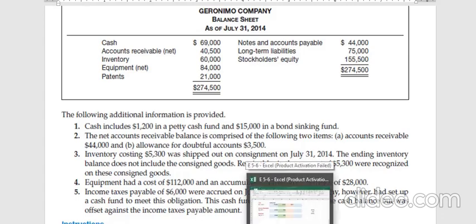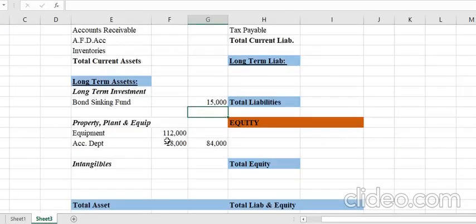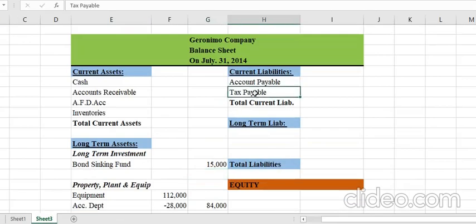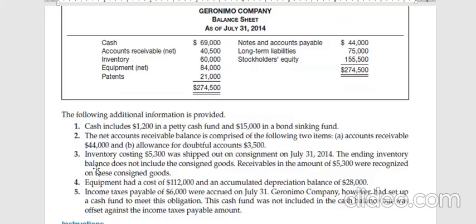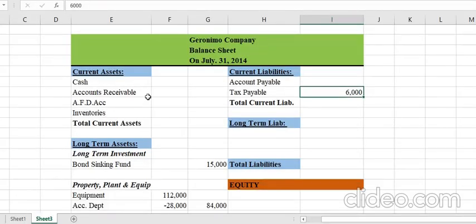So what I will do is write it inside the current liability section by the name of tax payable. How much is my tax payable? $6,000. So these are my adjustments, the sum of the transactions actually needed. Those accounts which are not affected by the information given to us, we don't need to make any changes, just like patents here, $21,000. So let's start filling up the balance sheet one by one, and then you will see.